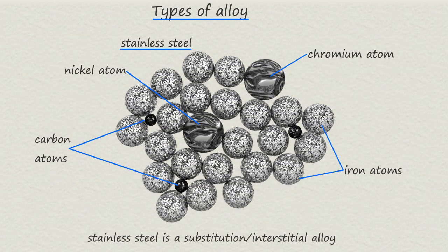Now, in stainless steel, not only do we have small carbon atoms mixed through the giant lattice of iron atoms, but other atoms such as chromium and nickel are also present. The chromium and nickel atoms will substitute for the iron atoms, just as in a substitution alloy, and the carbon atoms will go into the gaps between the larger metal atoms. So stainless steel is described as a substitution and interstitial alloy.